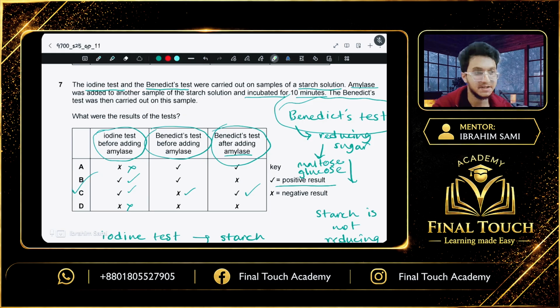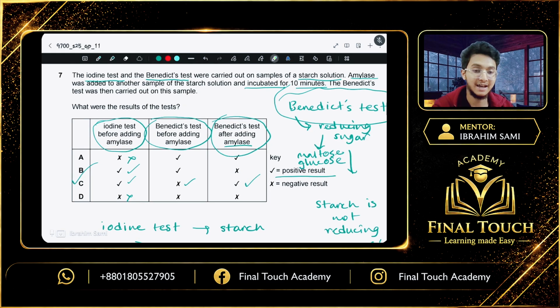In the exam, it is good to underline the important words because it makes answering easy. So since we know that two types of tests, one the iodine test and one the Benedict's test, were carried out on samples of a starch solution, we also know the type of solution that the test was being carried out on.